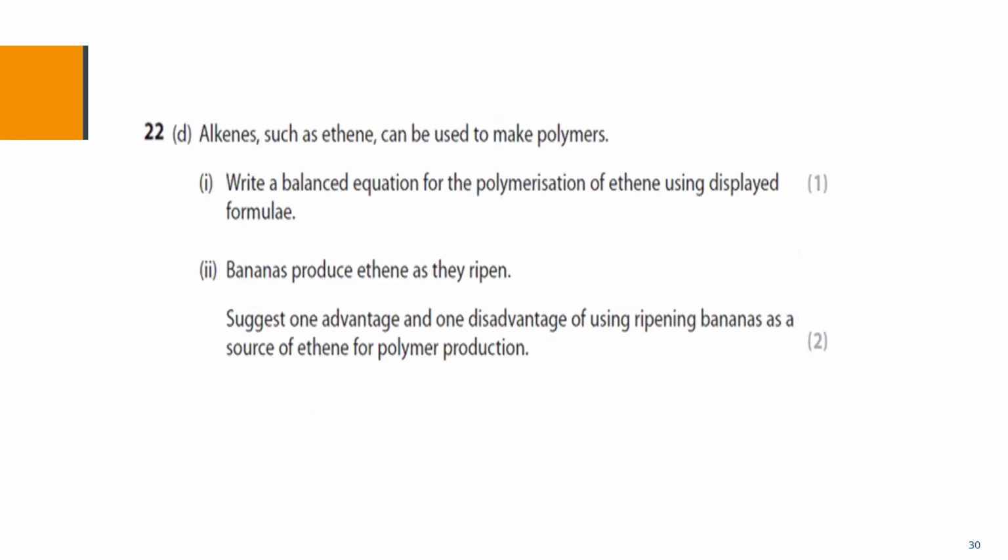Okay, the next one, alkenes such as ethene can be used to make polymers. Write a balanced equation. Balanced equations, chemical equations will almost certainly be AO2A.